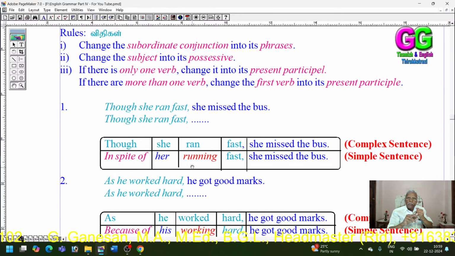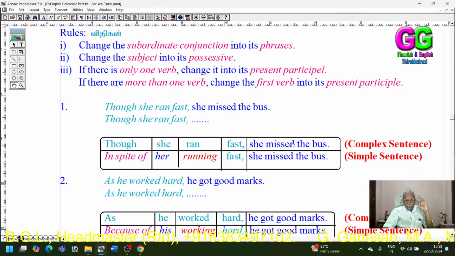Whether the verb is in past tense or present tense, that doesn't matter. Whatever the tense it may be, present or past, it should be converted into its present participle. Then the remaining part should be kept as it is. See, though she ran fast, she missed the bus. In spite of her running fast, she missed the bus. This is the phrase. This is the subordinate clause. This is the phrase.